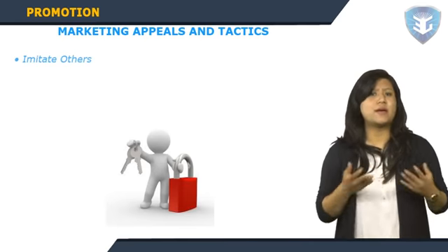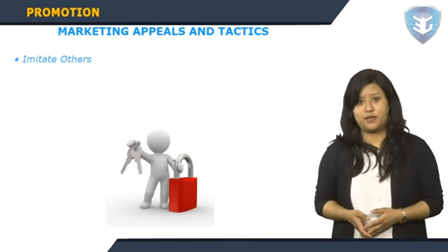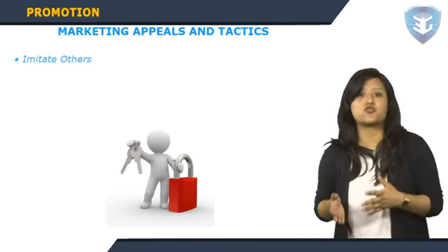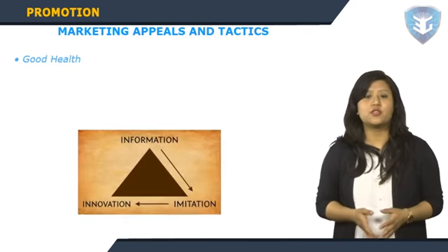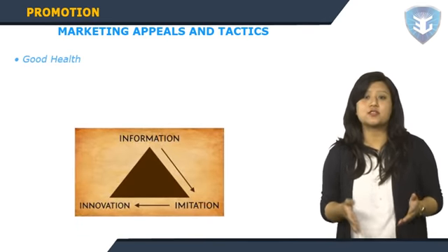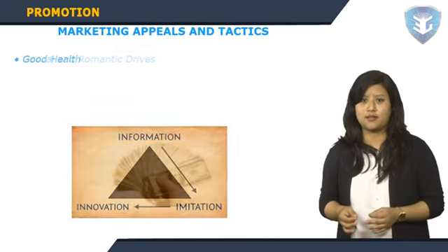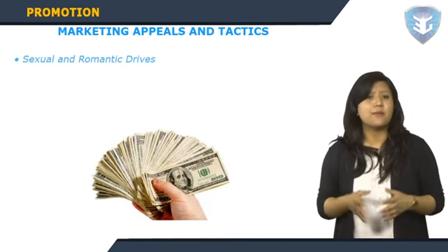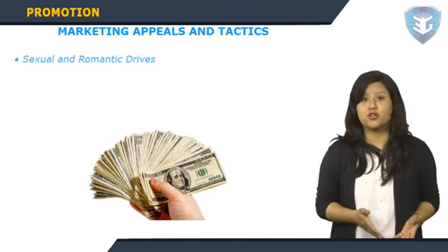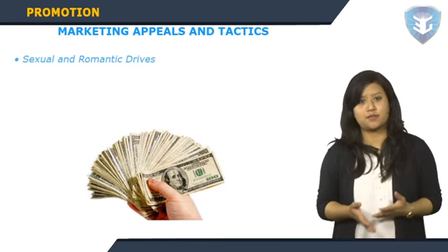Imitate others. We buy many things just because we see others buying them. We do not like to be different. It is one of the strongest appeals. Good health. We spend a lot of money on products and services to satisfy a desire for good health. Sexual and romantic drives. Many personal grooming products, how-to books, and services are sold with these appeals in mind.